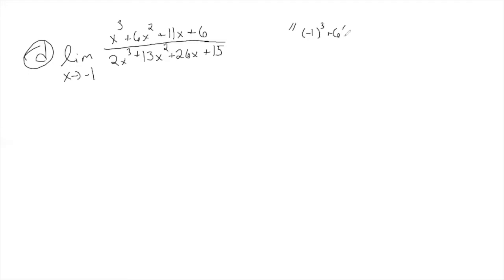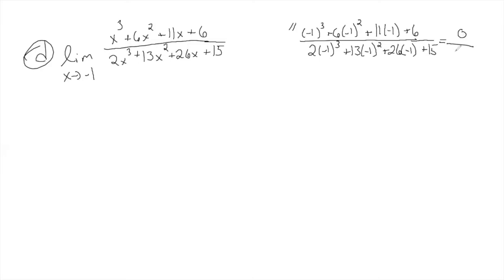So if I plug in -1, I want to see what I get. Sorry, again, for the handwriting. I know it's not the best. So -1 cubed is -1. -1 squared is just 1, so I just get a 6 here. So this is -1 plus 6, which gives me 5. And then I have a -11 plus 6. That's a -5. So I have 5 minus 5. That gives me 0 on top.